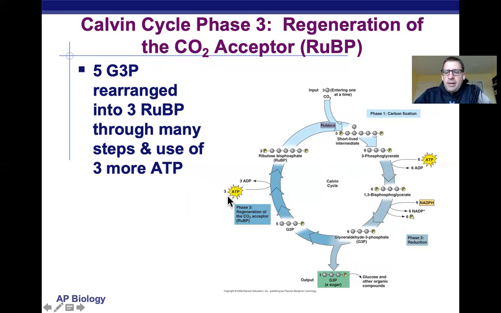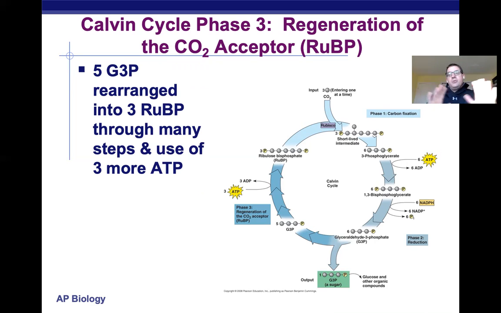The other thing I want you to remember is we said that sometimes we have to have cyclic phosphorylation or cyclic electron transport occurring during the light reactions, because the Calvin cycle uses more ATP than it does NADPH. And here is where we use those 3 additional ATP. So you can see we're using more ATP than NADPH here in the Calvin cycle.